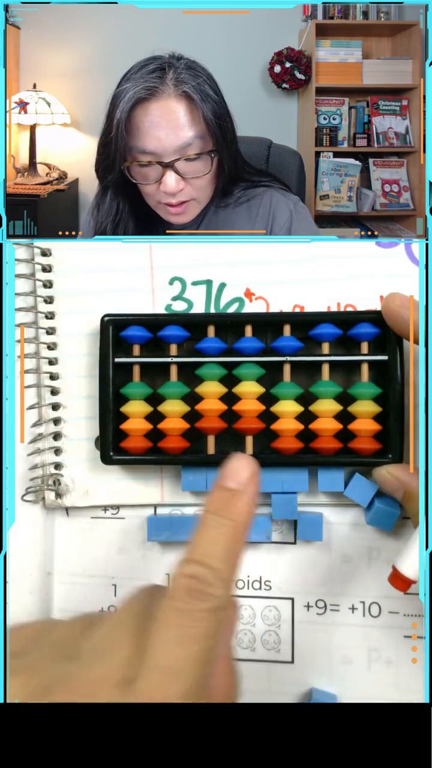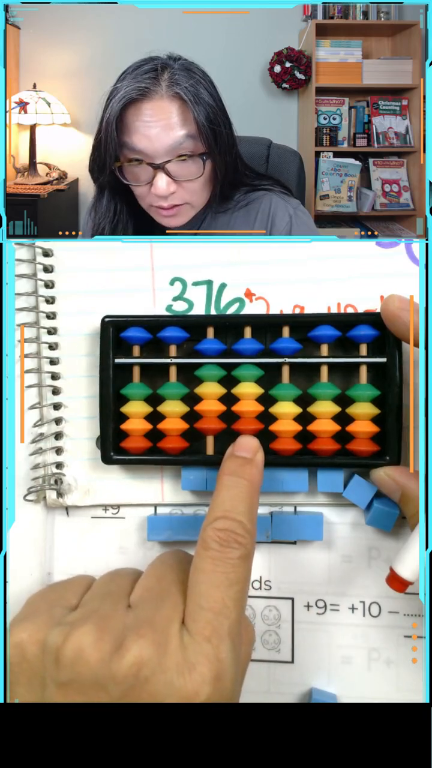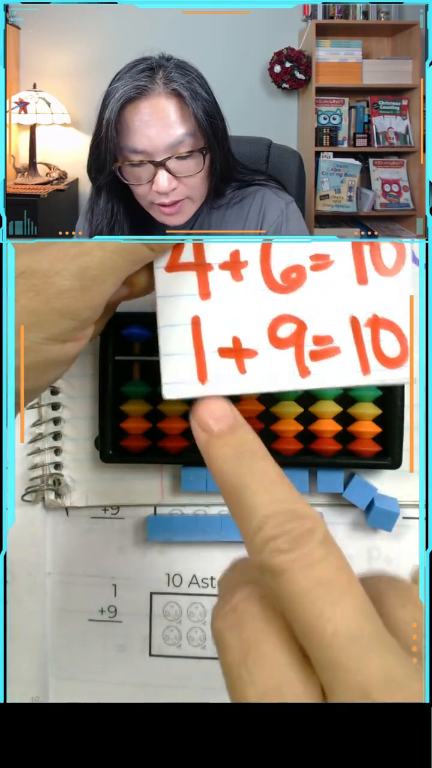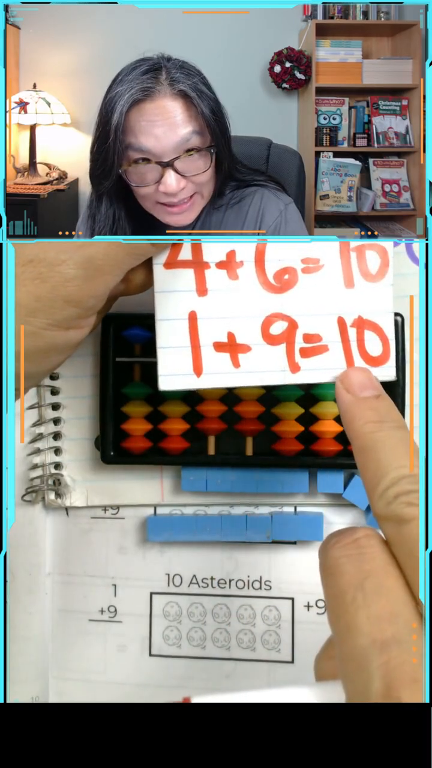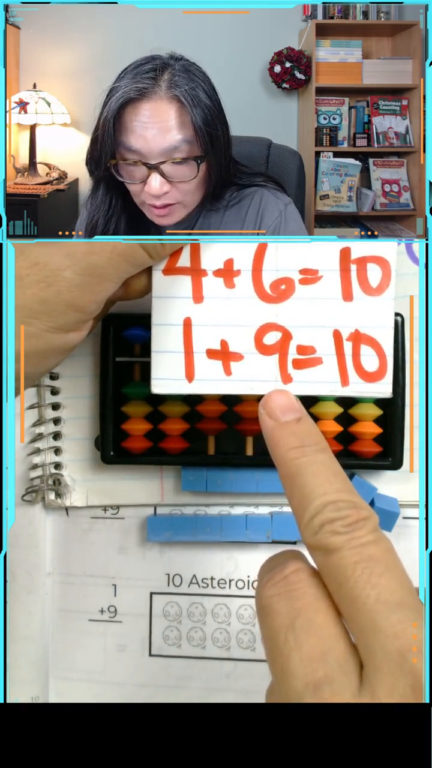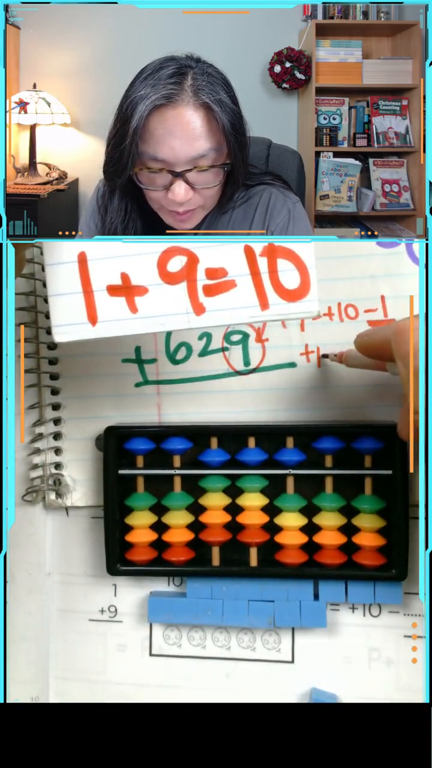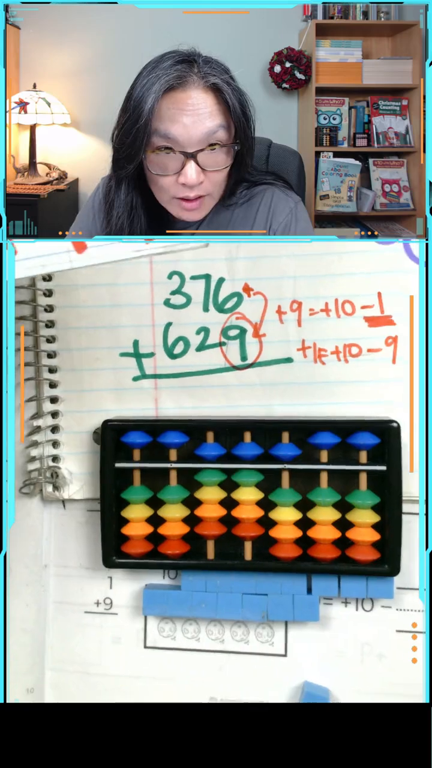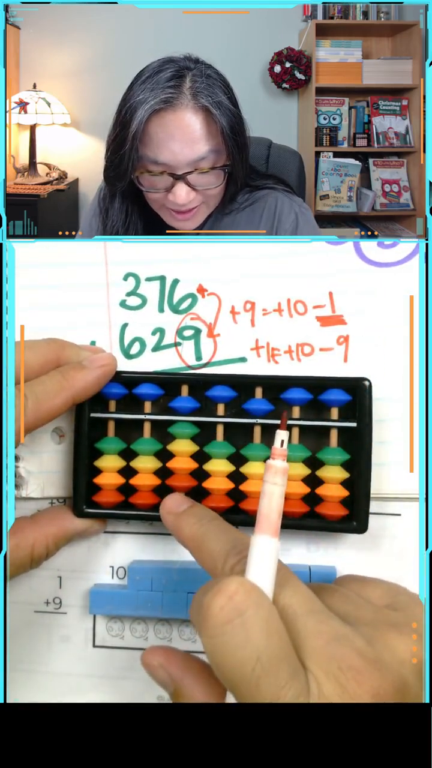But if you notice, I have no more room to add the 1. If I have no more room to add the 1, I know that if I want to add 1 to make a 10, I have to take away the 9 from somewhere, right? I want to add the 1. But guess what? Plus 1 is equal to plus the 10 minus the 9. So we have to minus the 9 and then add my 10.